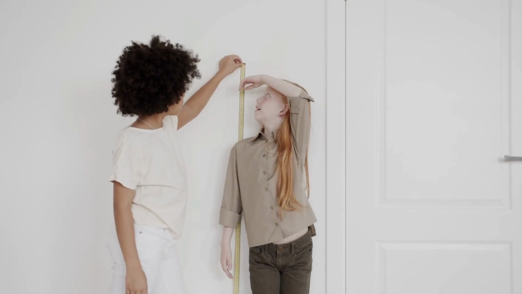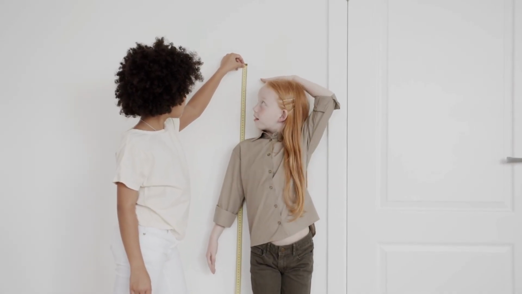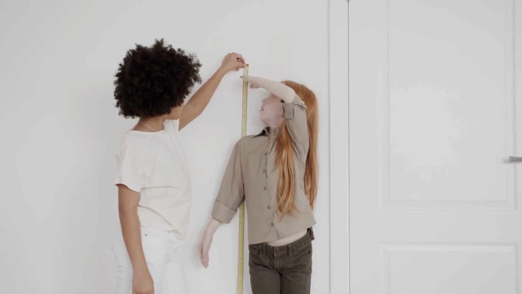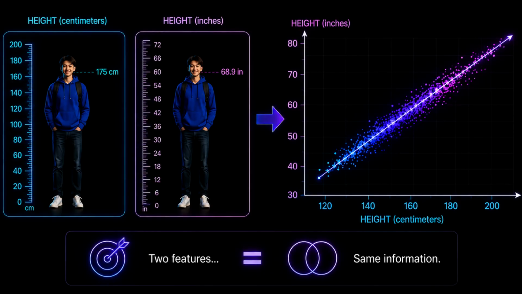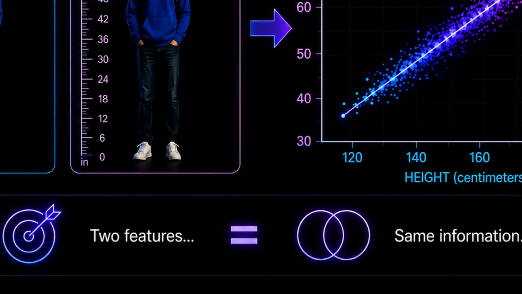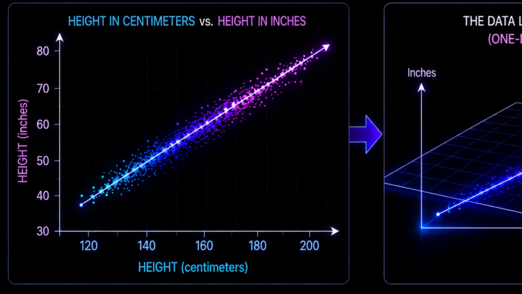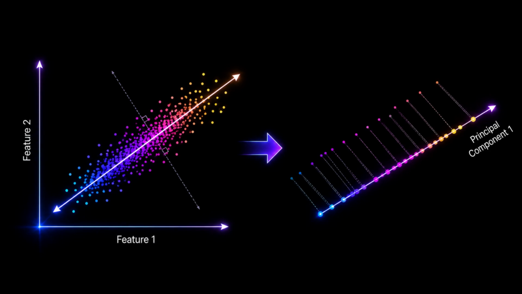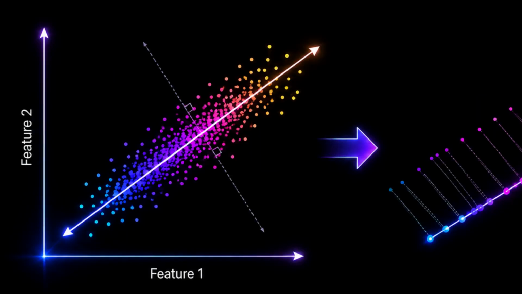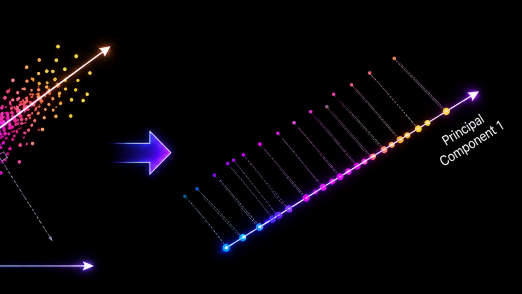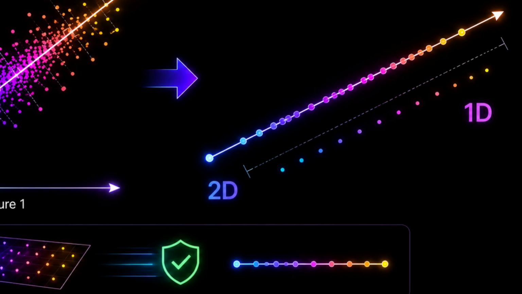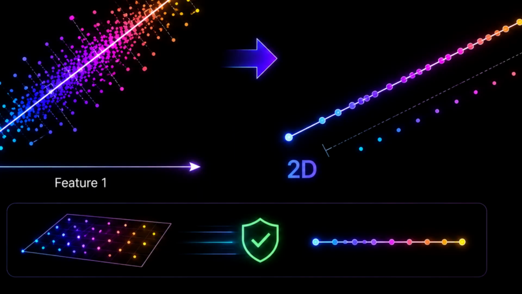Here's a simple example. Imagine measuring students' height in both centimeters and inches. You have two features, but they're basically measuring the same thing. So the data is really one-dimensional, just represented in two dimensions. PCA finds the direction where the data varies the most and projects the data onto it. Now two dimensions become one, while preserving most of the important information.